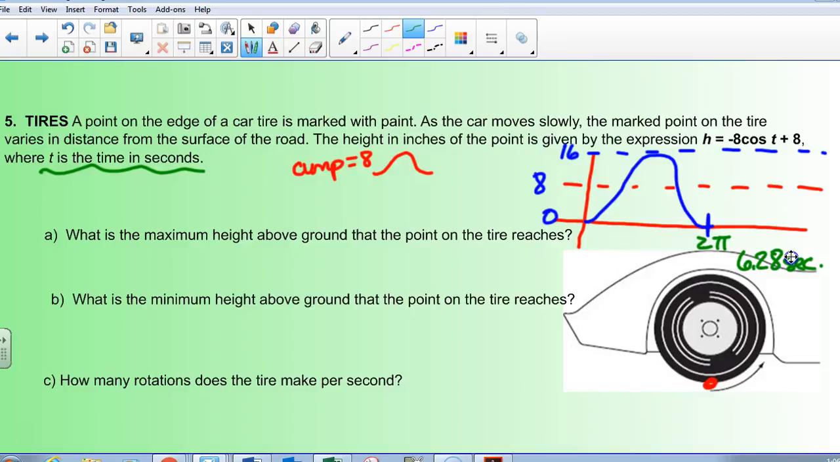All right, so part A, what's the maximum height the point on the tire of where the paint is actually goes? What? Oh, it says question, or part B, part C, yeah, I think it's misnumbered and I fixed it later. Anyway, the one that says maximum height would be what? Yep. 16 inches. The minimum would be 0. How many rotations does the tire make in a second? Okay, it makes 1 rotation every 6.28 or 2 pi seconds.